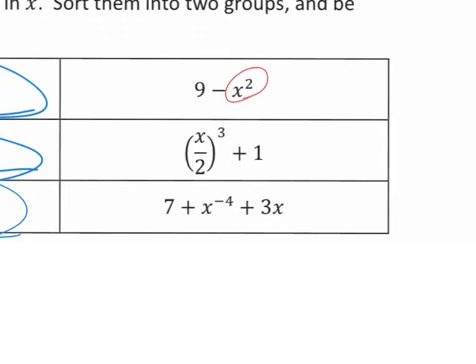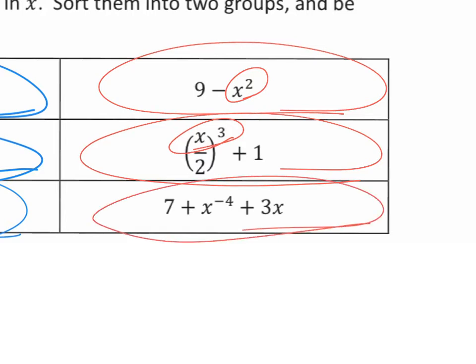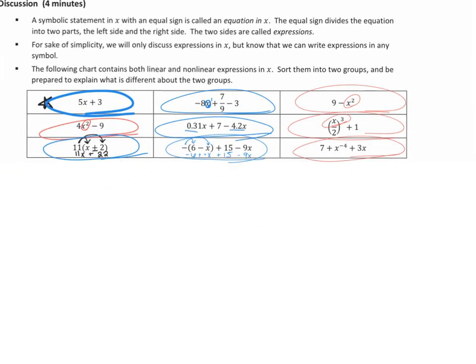Moving forward. Oh, already I see that x squared, so this is non-linear. Okay, already I see the x to the third power, even though it's x over 2 to the third power, it's still being raised to the third power. This is non-linear. And then we have 7 plus x to the negative fourth power plus 3x. Again, this is non-linear. The only exponents we are allowed to have for it to be linear are exponents of 0 or 1. Anything else, whether it's negative, positive, etc., it's going to be non-linear.